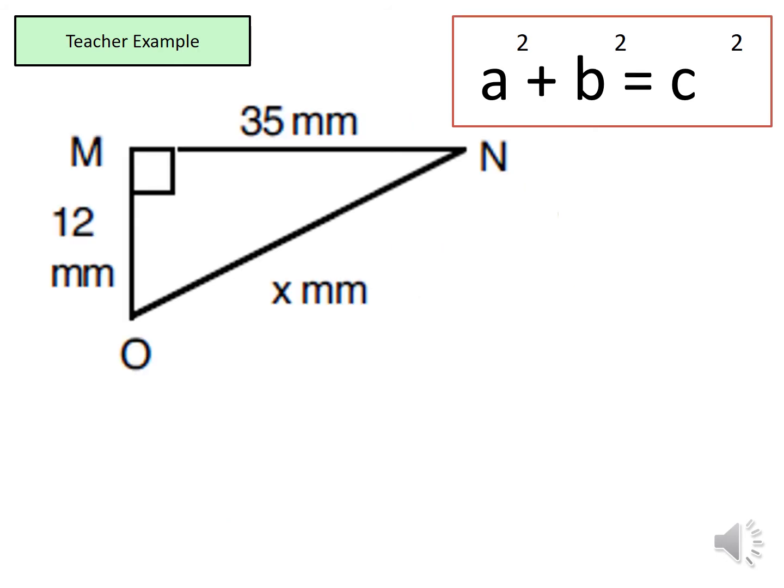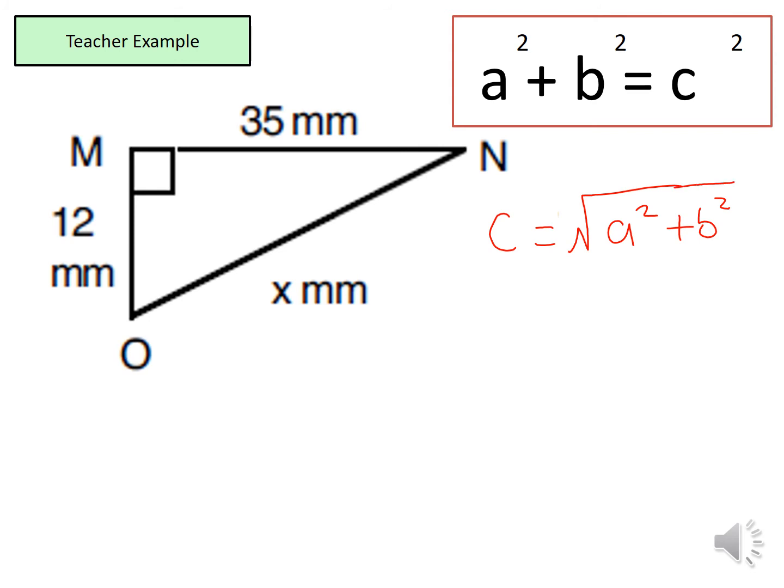Now we're going to look at the second example. It's the same thing again. We need to find out what the missing length is. We're going to use the formula from the previous slide, so that would have been C equals the square root of A squared plus B squared.